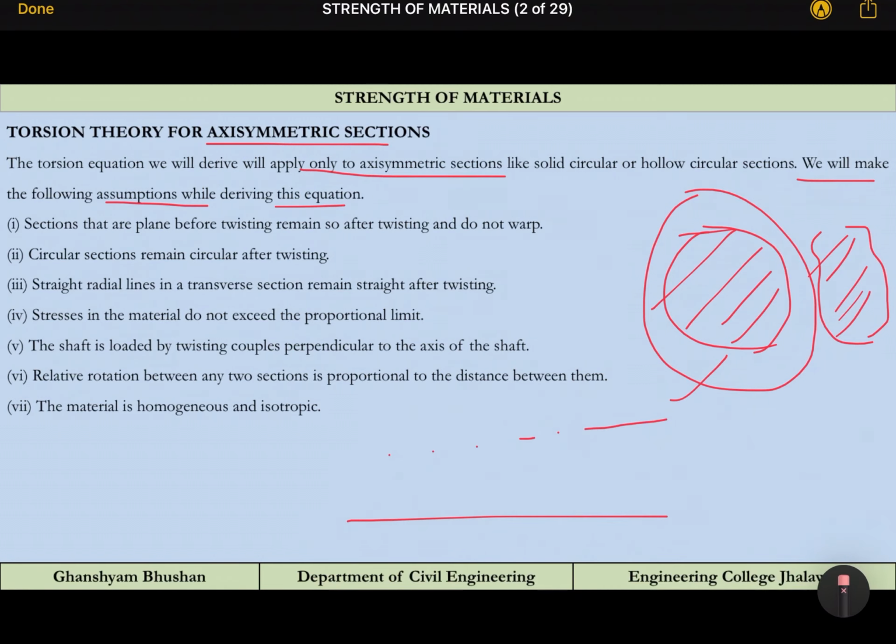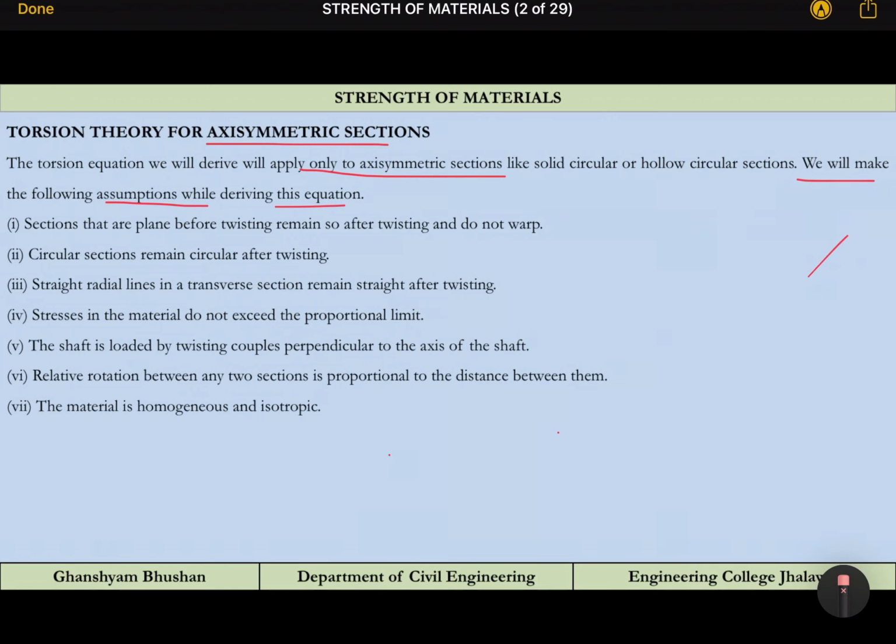So why are we doing this? To make our analysis simple. Whatever assumptions we are making, in actual reality the beam is not going to behave like this, but we have to do something for the analysis. We have to simplify our analysis and generate results. That is why we are assuming these things, so that at least we have some kind of analysis for the design of the member.